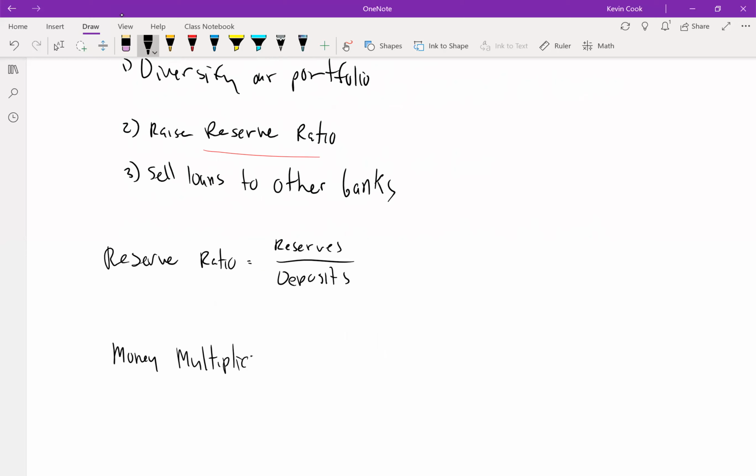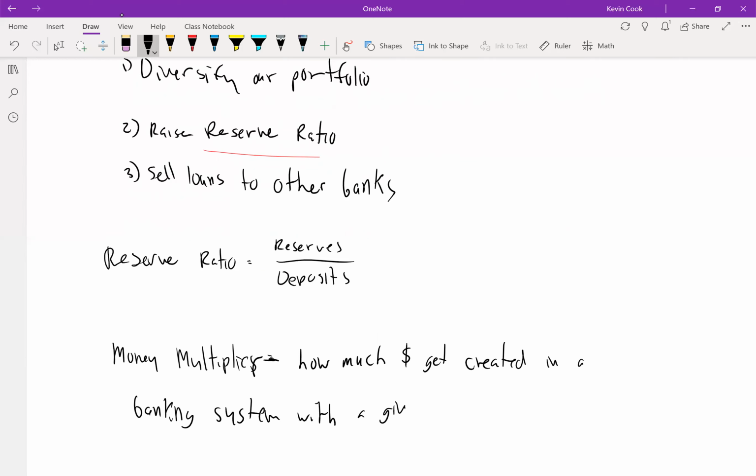And what this had us do is take, and what this really looked at is how much money gets created in a banking system with a given reserve requirement. This is something we're seeing and hearing about right now in the news more than normal, or more than I normally see it.